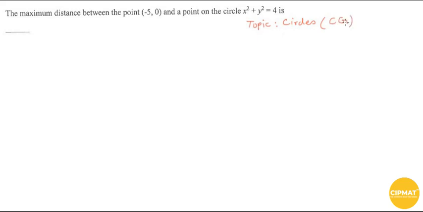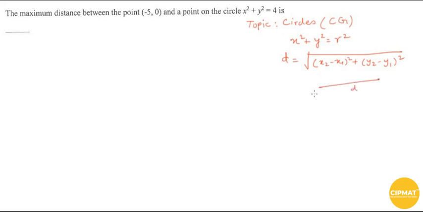A few things that we are going to use over here, let me remind you. Any circle with center at the origin is of the form x² + y² = r², and the distance between any two points is given by the distance formula: the square root of (x2 - x1)² + (y2 - y1)². This is the distance between any two points (x1, y1) and (x2, y2). So let's try to solve this question.